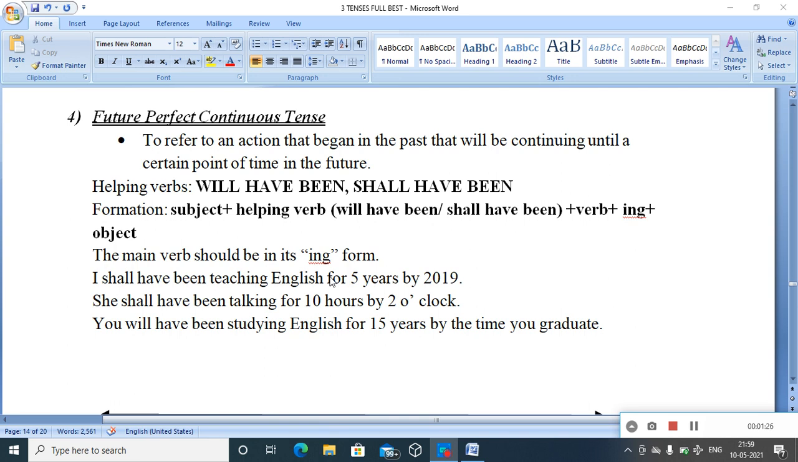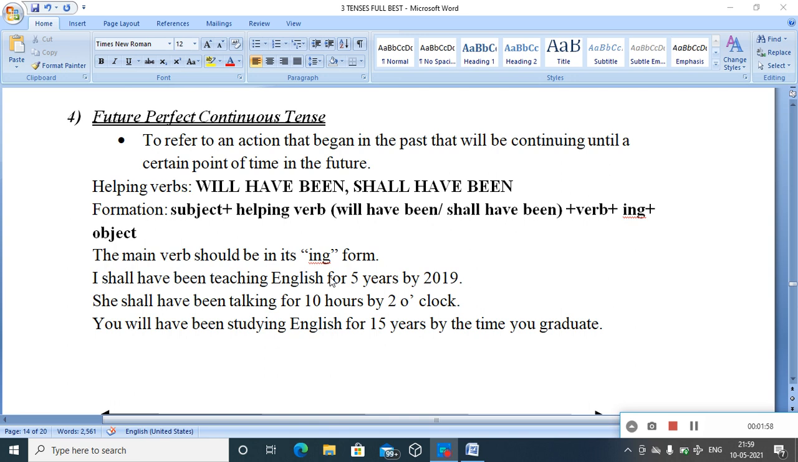What is the usage, or what kinds of actions can be referred to using this? To refer to an action that began in the past and will be continuing until a certain point of time in the future. That is the usage. We will have a diagram-wise explanation, so for now it's just about reading. It began in the past.